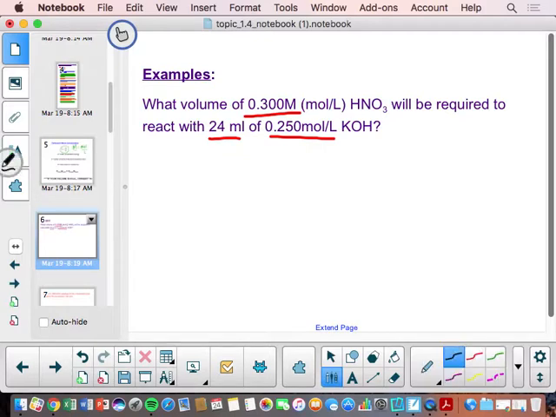So let's figure out which ones are acids and bases. So it says 0.300 molar HNO3. HNO3, is that an acid or a base? Acid. How do we know it's an acid? Because it has an H. So whenever it's an acid, it always has that H at the first. So that piece of information is our C acid.